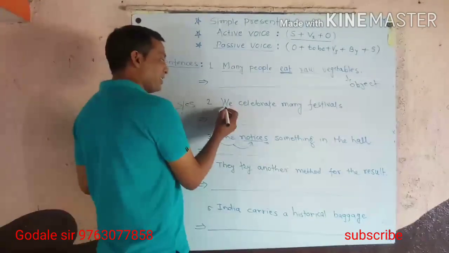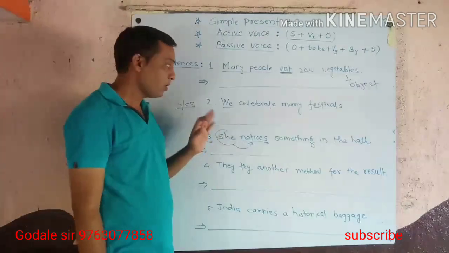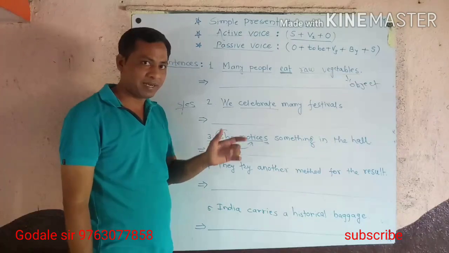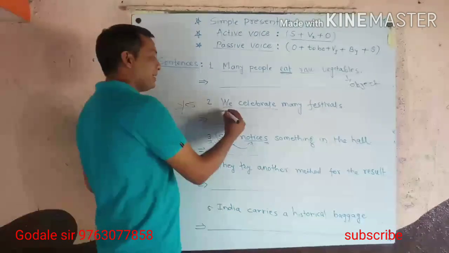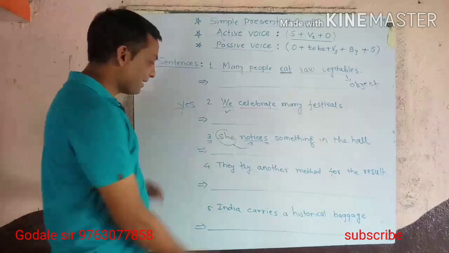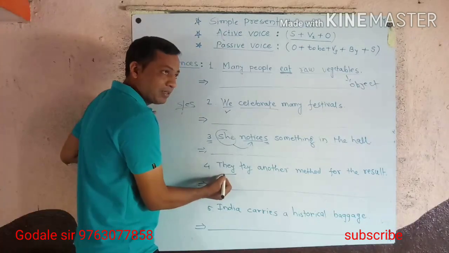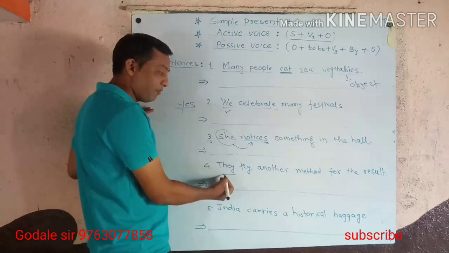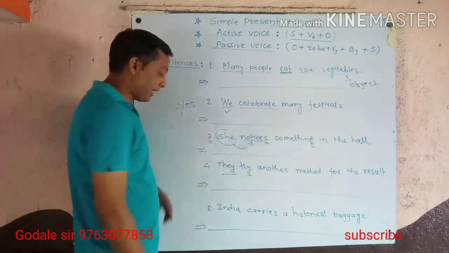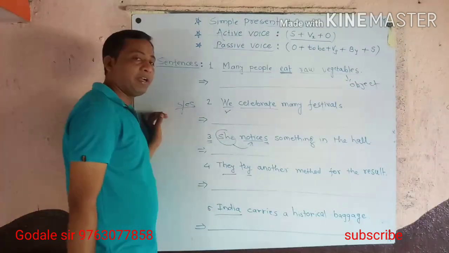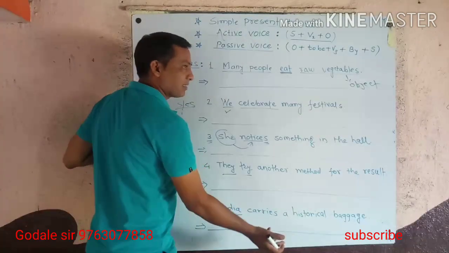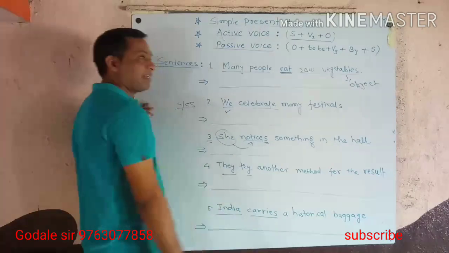The same condition is here in the second sentence. Which is the subject? We. So look at the verb celebrate. Is there any s or es suffix at the end? No. Why? Because this subject we is in plural form. Again in the next sentence, what is here? They. This is a pronoun. It is in plural form. Therefore try is not having any suffix, that is s or es. But in the last sentence, what is here? India. It's a singular noun. Therefore carry is having es. Therefore it is written here as carries.